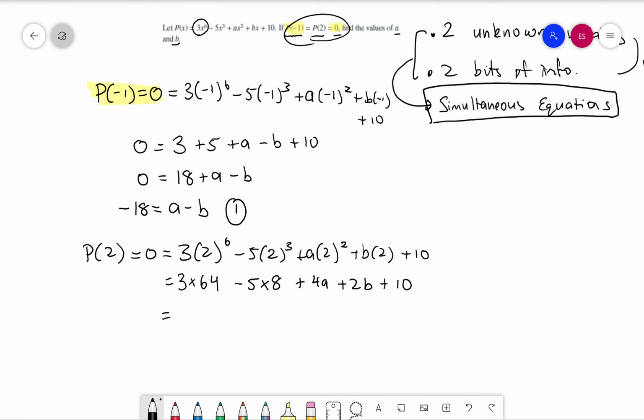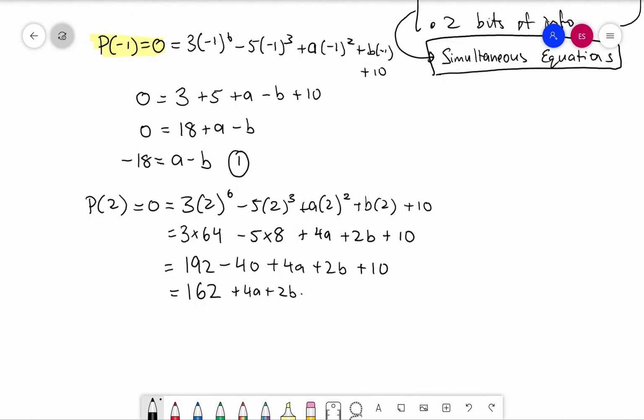So 3 times 64 is 192, take 40, plus 4a plus 2b plus 10. So you'll get 162 when you group all of the constant terms together, plus 4a plus 2b. Alright, we'll do the same sort of thing, and we know that p of 2 is equal to 0. So we'll take the 162 to the other side: -162 equals 4a plus 2b.